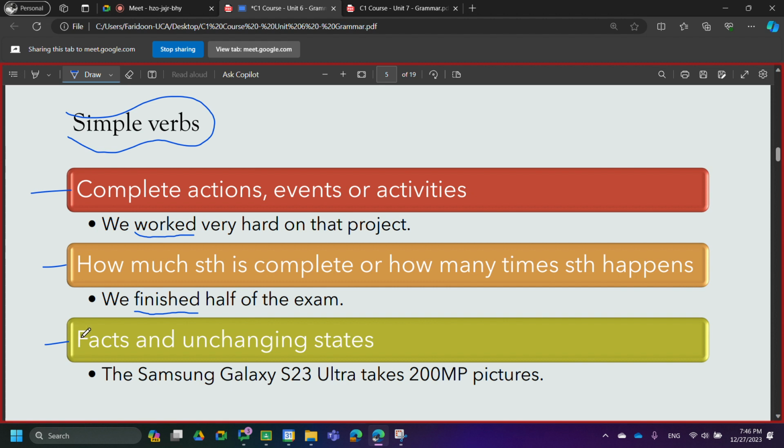And it can also talk about facts and unchanging states, kind of the easiest of them all. For example, the Samsung Galaxy S23 Ultra takes 200 megapixel pictures. This one doesn't change. Whichever unit you have, maybe your friend has one, maybe your father has one, all of them, if they are this model, will take 200 megapixel pictures. So this is a fact and it's an unchanging state.